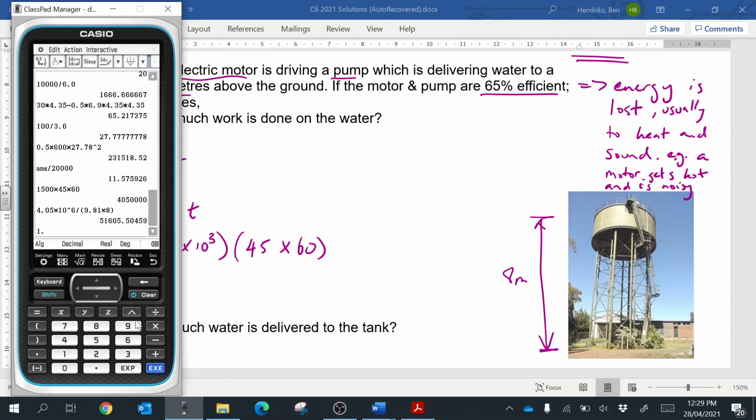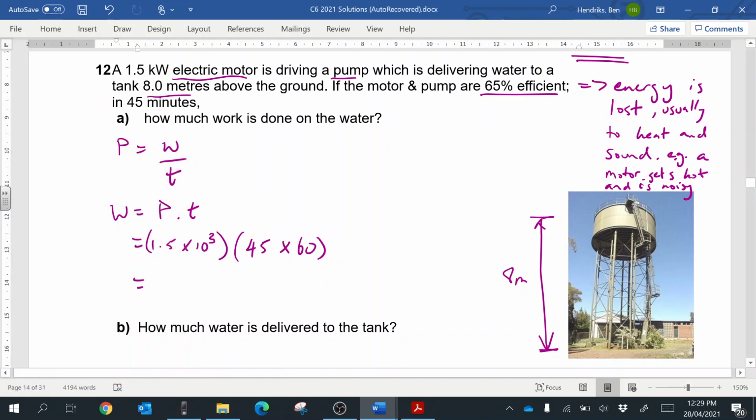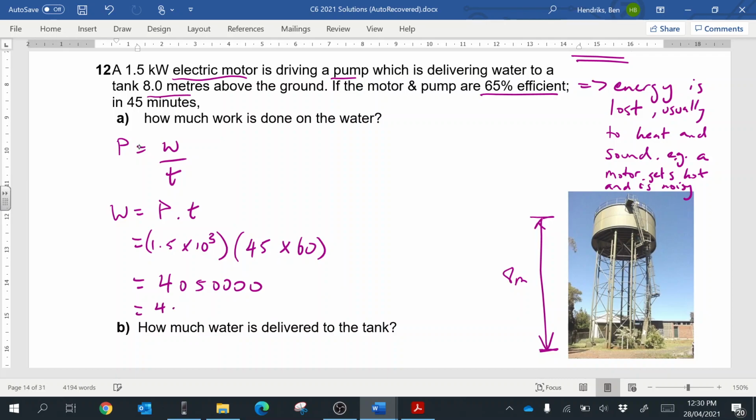So that means that we have 1500 times 45 times 60, and we get the answer of 4,050,000, which is equal to 4.05 times 10 to the 6. Okay, and that's in joules. So that's how much energy is used by the electric motor in total in 45 minutes, or how much work is used. But what we want is the work done on the water.